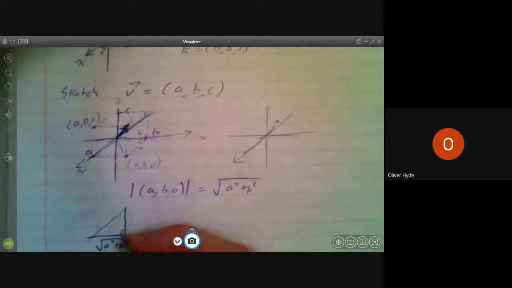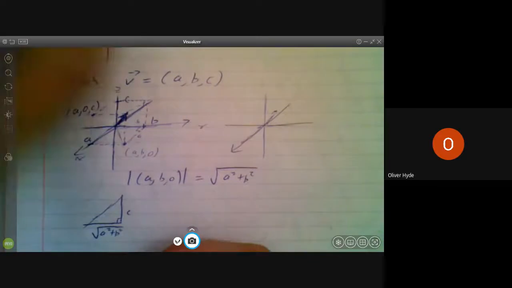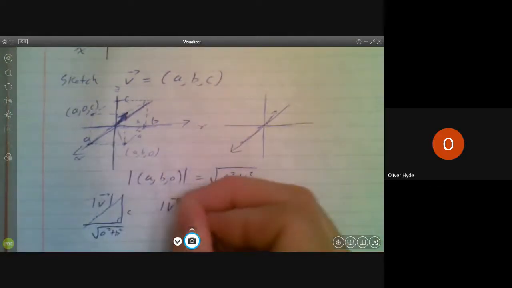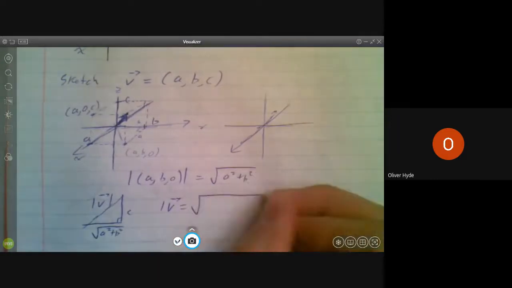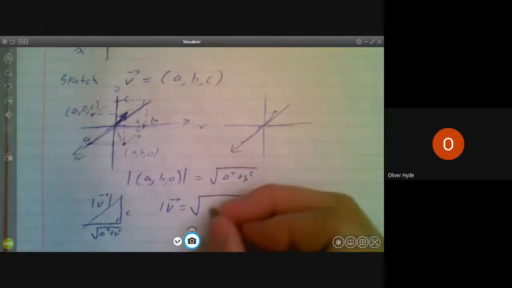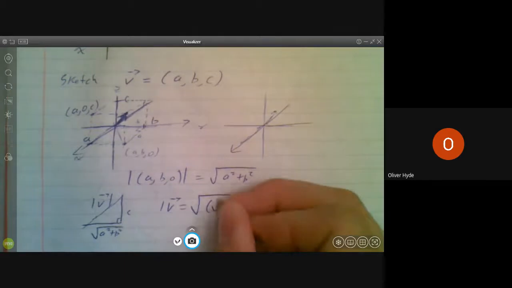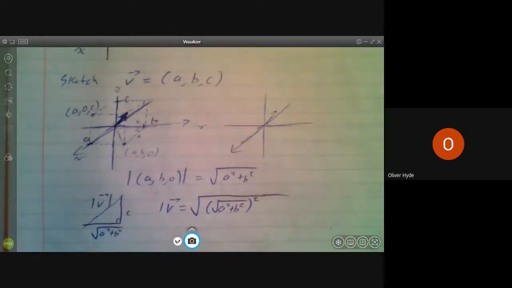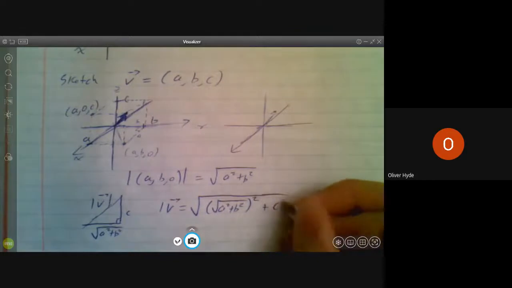And then you've got a height of c. And we'll call this mag v. And the magnitude of v should be the square root of the sum of the squares of its components. So it's going to be the square root of the sum of the squares of A plus B. I don't know if I could have made that more complicated. Plus the square of C.